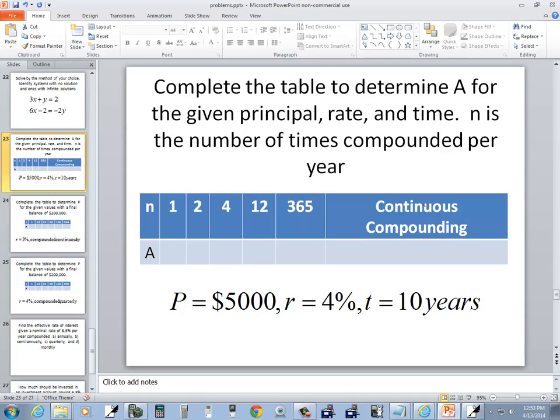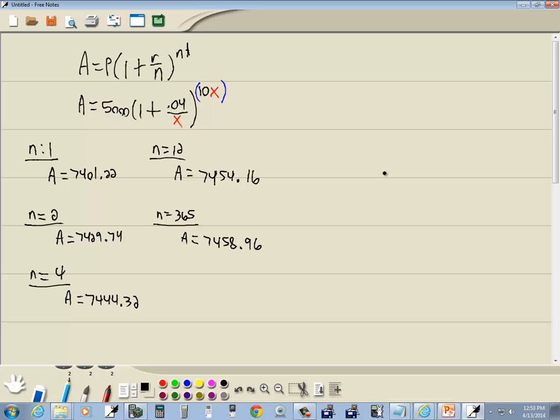Now our last one says continuous compounding. When it says continuous, that's our PERT formula. So we want to use A is equal to P e to the RT. So let's plug in what they give us. They told us P is 5,000, e to the R was 4%, 0.04, times T, which was 10.